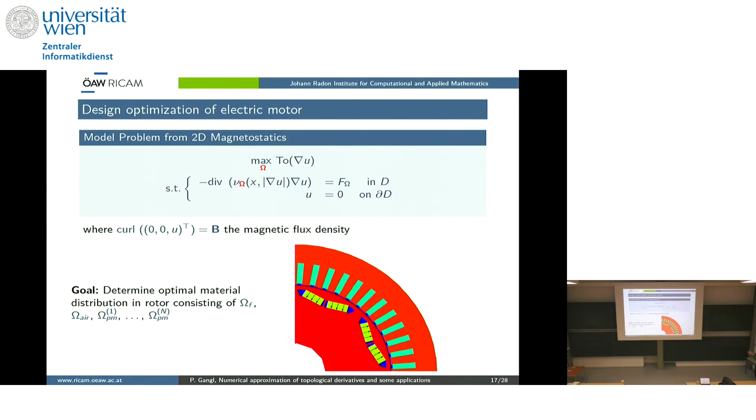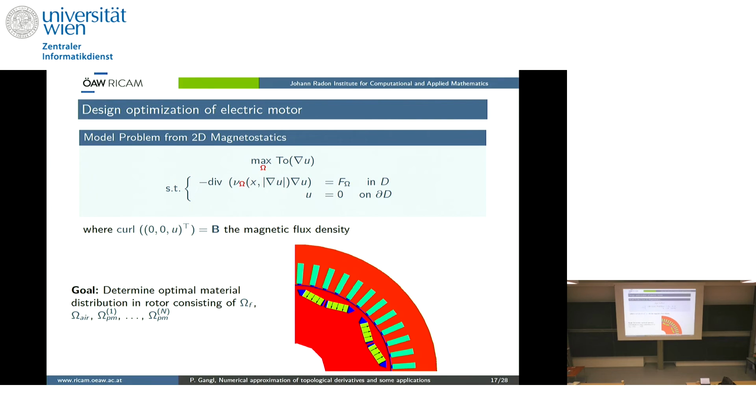So the mathematical problem looks like this. We want to minimize or maximize a given cost function, for instance, the torque of the machine. The torque depends on the gradient of the solution U to this nonlinear diffusion equation, which is the equation of 2D magnetostatics. So it's a nonlinear Laplace type equation where you just have to note that this diffusion coefficient is a nonlinear function of the absolute value of the gradient of the solution.